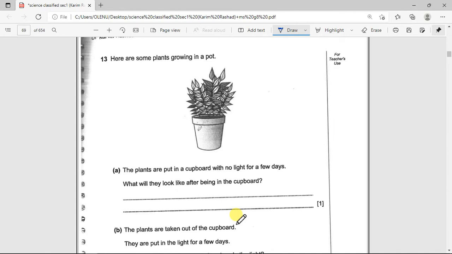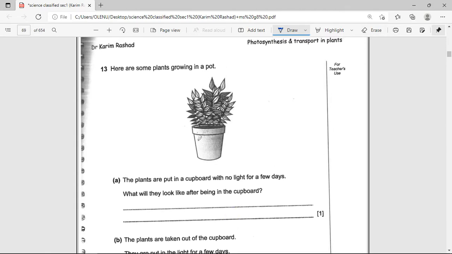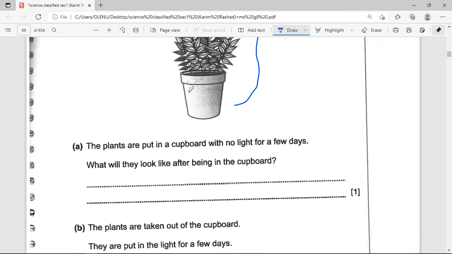So here we're just going to go through a set of questions on photosynthesis and transporting plants. The first question is, here are some plants growing in a pot. Now the plants are put in a cupboard with no light for a few days. What will they look like after being in the cupboard?